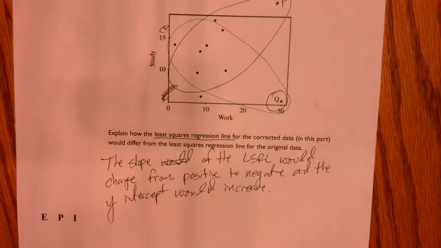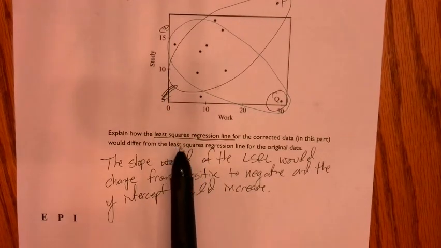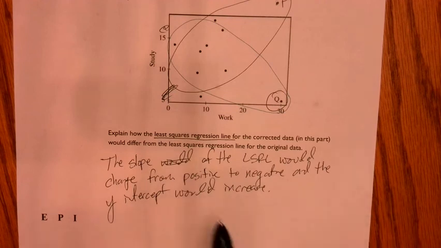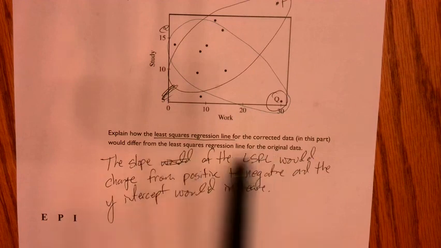So the least squares regression line is a line, so it has a slope and a y-intercept. I want to say how each of those things would change, because that's what it's asking.